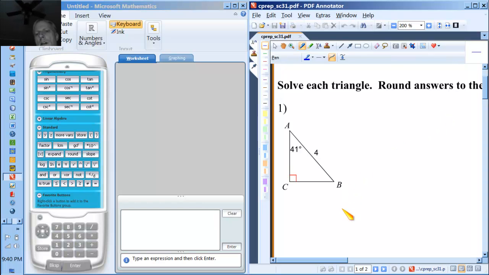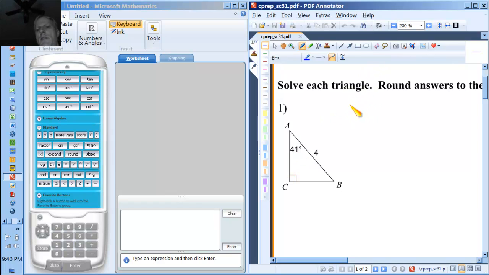So here goes. Like I said, there are two types of these problems. In one, you're given an angle measure and a side length, and you're asked to find the other two side lengths and the missing angle measure. In the other, you're just given two side lengths. Let's do the first kind, where you're given one side length, which in this problem is the hypotenuse, and one of the angle measures aside from the right angle. In this case, we're talking about angle A, which is 41 degrees.